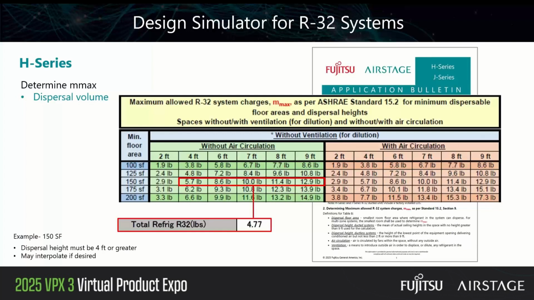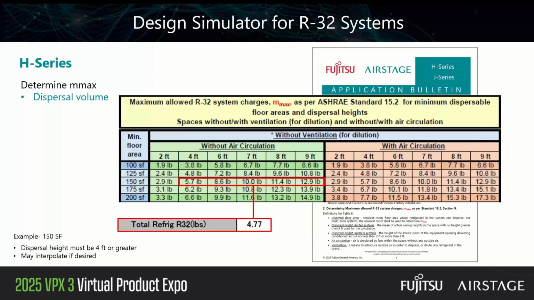So let's just say for this particular system that the smallest dispersal area is going to be 150 square feet. If we look at the chart, the row that says 150 square feet, we can see that at a 4-foot ceiling, that's our maximum system charge for a 150 square foot area. I don't know of too many 4-foot ceilings, or should I say 4-foot dispersal height. So there's a good point to note. This is not necessarily ceiling height, it's dispersal height. That is, what is the lowest point at which the supply air is going to exit the indoor unit. So we're talking here non-ducted specifically.